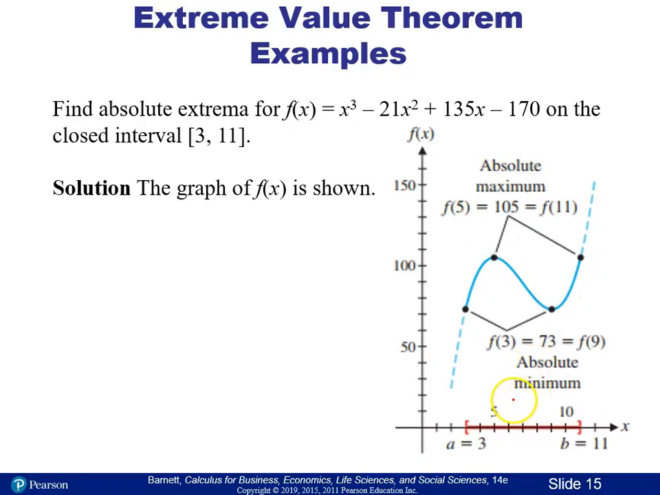Okay, this one we're looking at the interval from 3 to 11. What happens on this one is we actually have 2 places that reach the highest value. The highest value this takes on is, turns out, about 105, but it does that 2 times. So both of these would be considered absolute maximums because they hit that highest value twice. So we would have absolute maximums at 5 and then again at 11.